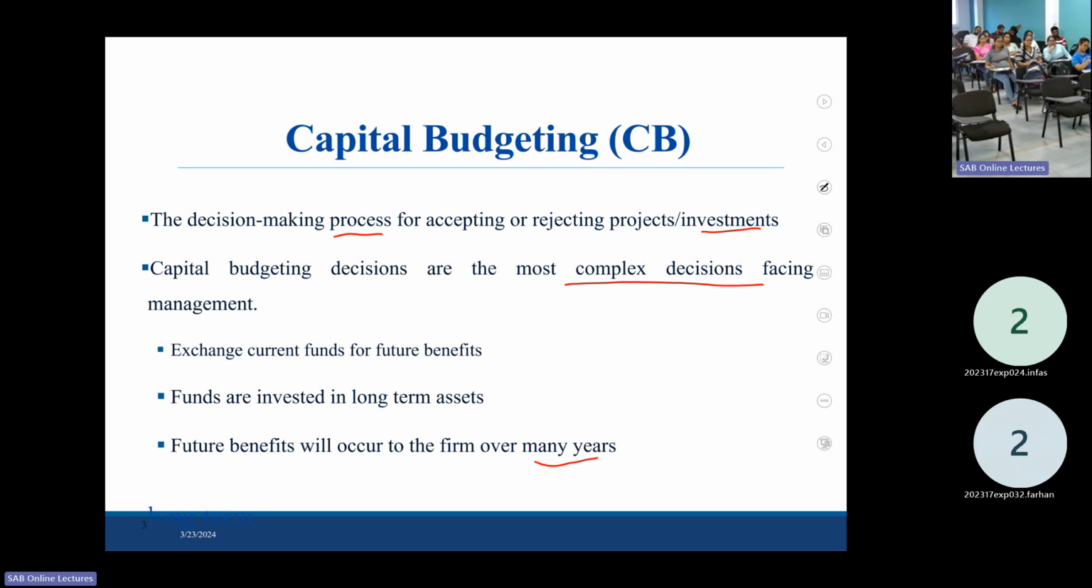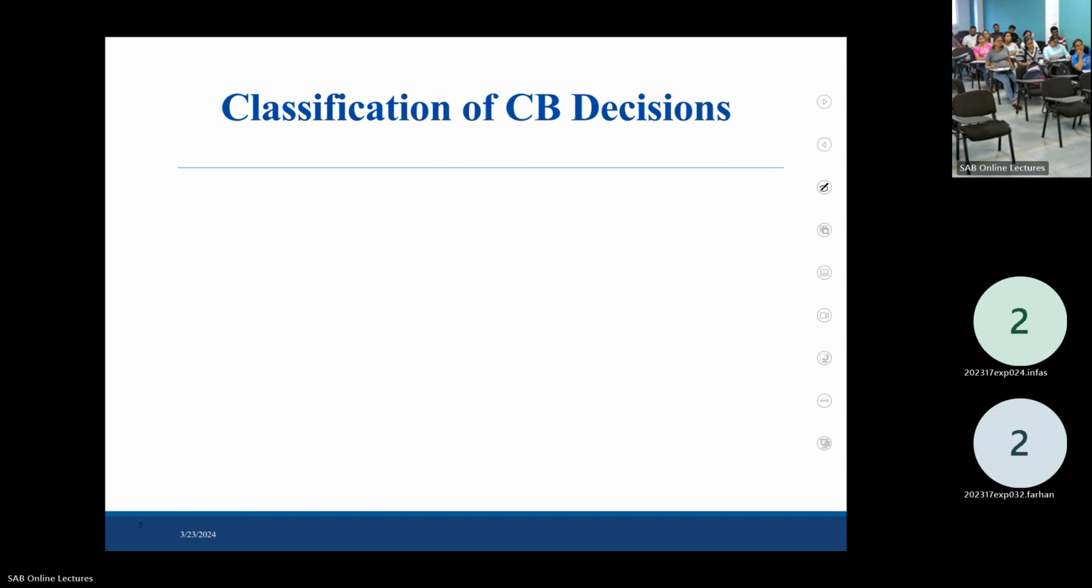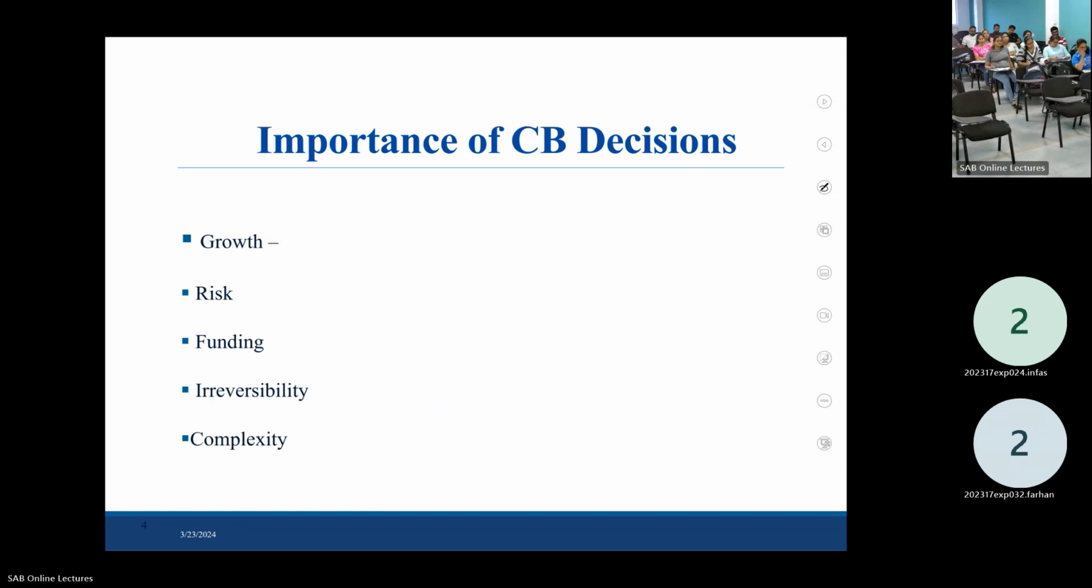But here you will learn what capital budgeting is, what the different types of processes are, and how to evaluate a project using NPV, IRR, and the like. But that is not all of capital budgeting. We just discuss the fundamentals, the conceptual things here. If you go further, it is a separate topic, a separate discipline, long-term investment evaluation. So it is a very big area. You can see the importance of capital budgeting. You can discuss these aspects: growth, risk, funding, reversibility, complexity.